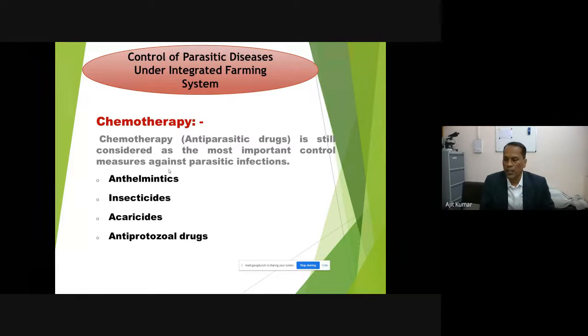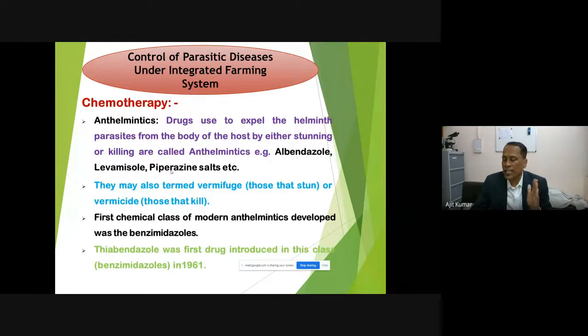Under chemotherapy, this is the most common and most important weapon regularly used, and it is still considered the most important method to control different parasitic infections. In chemotherapy, various chemical drugs and compounds are used to control parasitic infection, like anthelmintic, insecticide, acaricide, and antiprotozoal drugs.